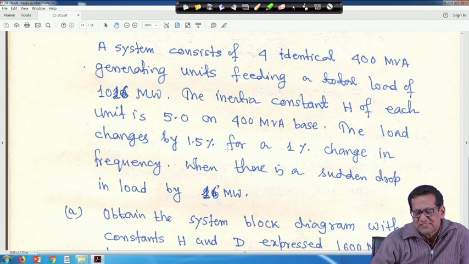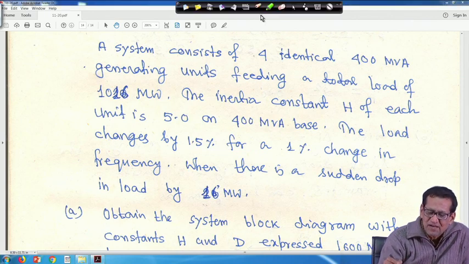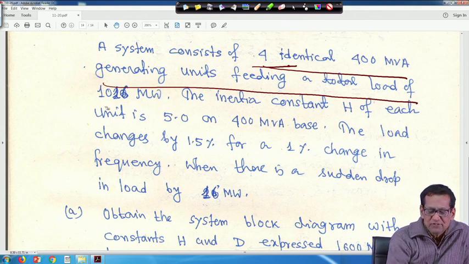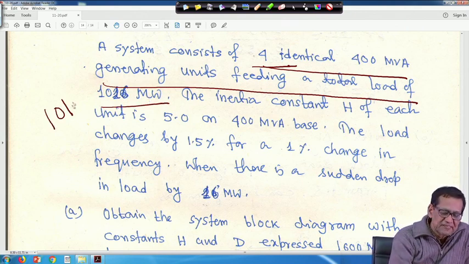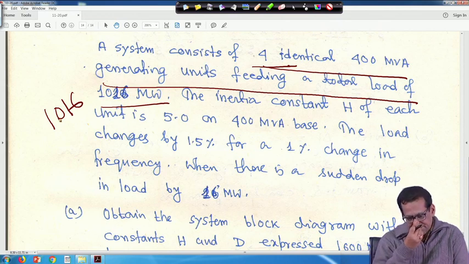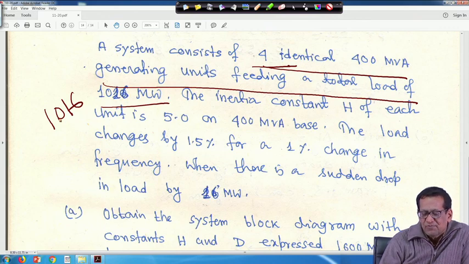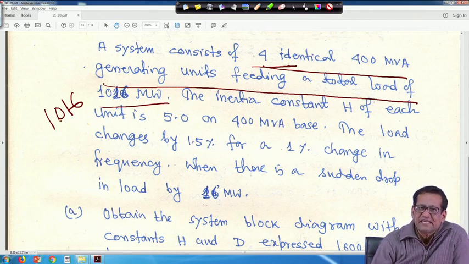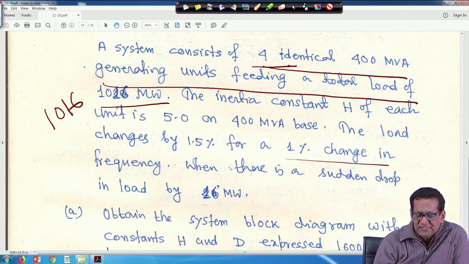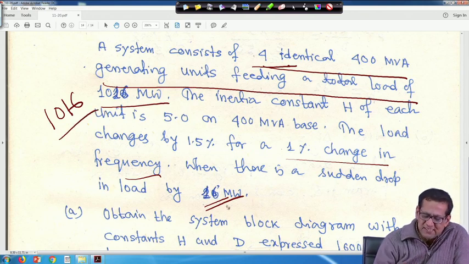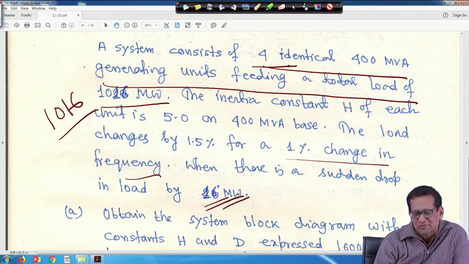A system consists of 4 identical 400 MVA generating units feeding a total load of 1016 megawatt. The inertia constant H of each unit is 5 on 400 MVA base; inertia H is in seconds. The load changes by 1.5% for a 1% change in frequency. We have also seen how to find R. When there is a sudden drop in load by 16 megawatt, this was 1016, this is 16 megawatt, just to make the calculation easy.